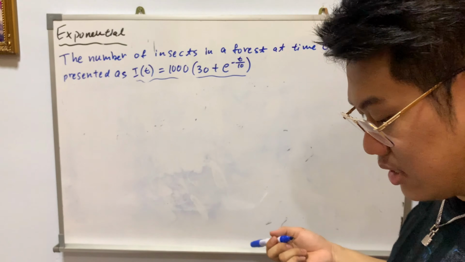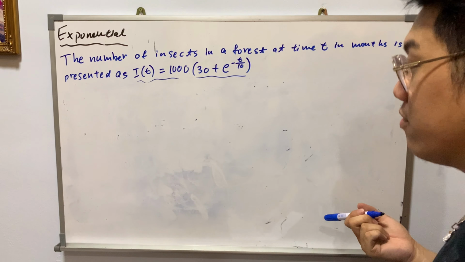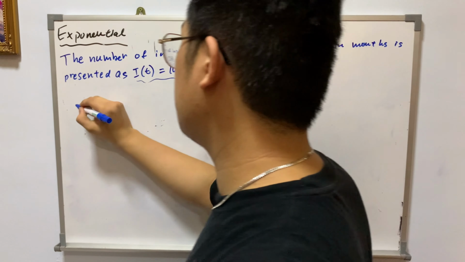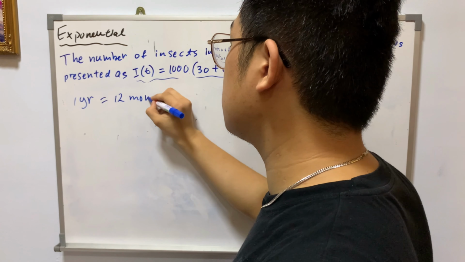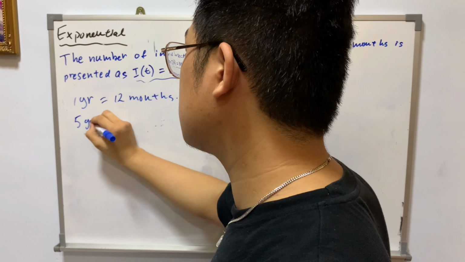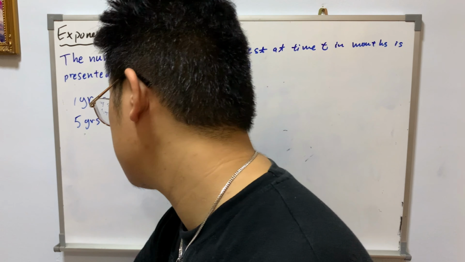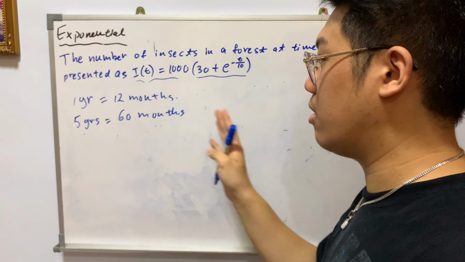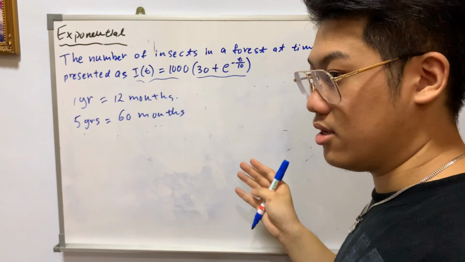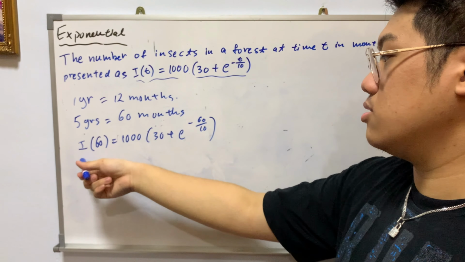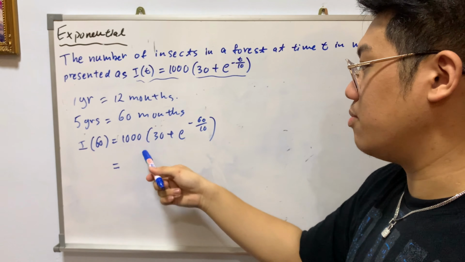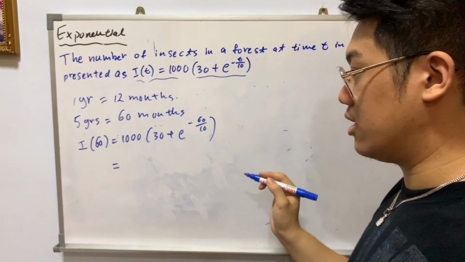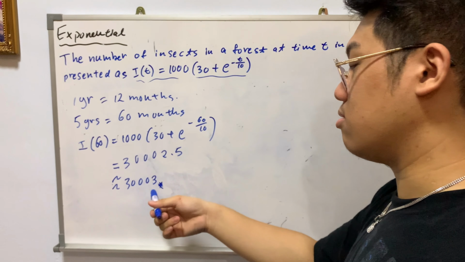So for the last question, it asks, what was the highest amount of insects in the forest during the past 5 years? So we know that 1 year equals 12 months, which means 5 years would equal 60 months. Using the original equation, we would know the amount of insects that were living in those past 5 years. So your equation should look like this. 1000 bracket 30 plus e to the power of negative 60 over 10. So now we just need to calculate it. So your answer should be 30,003 insects.